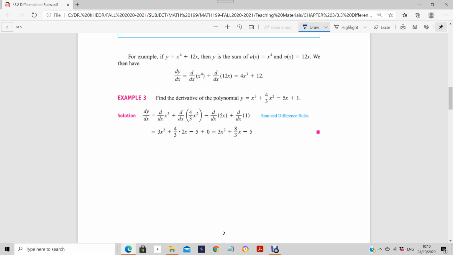The second function will have a derivative of 4 by 3 multiplied by 2x. So we have used here the power rule and the constant multiple rule. The third function has a derivative of minus 5 because we used here the constant multiple rule. And the last function, which is 1, has a derivative of 0 because this is a constant function. So if you add these 4 derivatives together, you will get the final answer, which is 3x squared plus 8 by 3x minus 5.